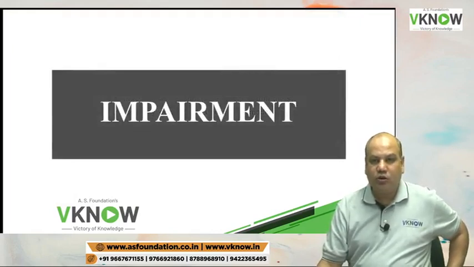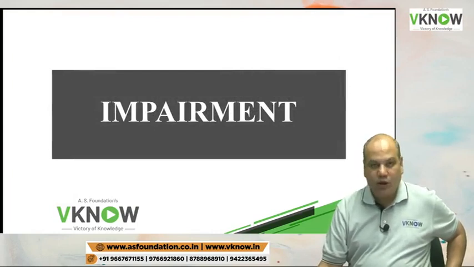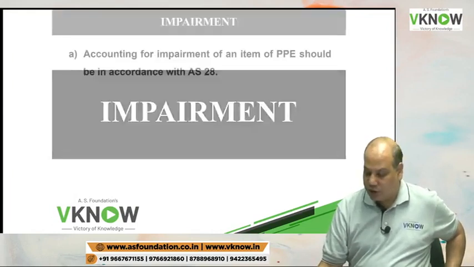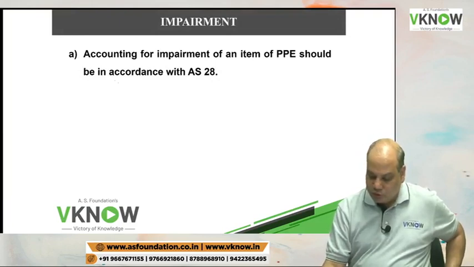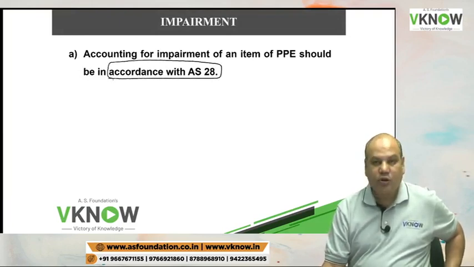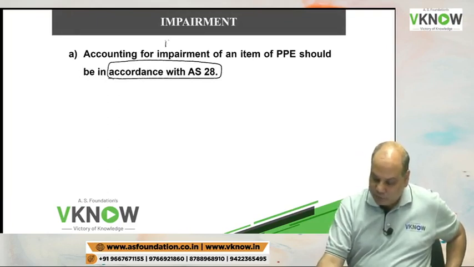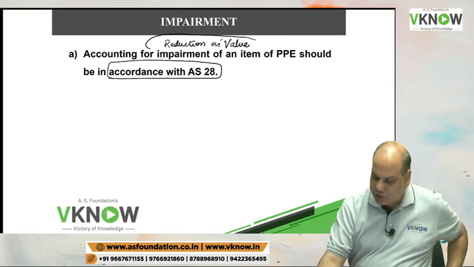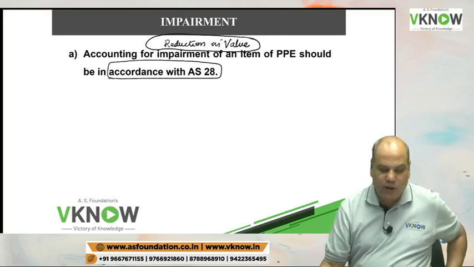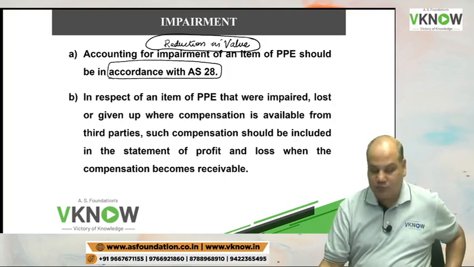So on revaluation model, we don't have much question. Next point is impairment of an asset. Good news: impairment of an asset is covered by AS-28. Impairment means reduction in value. However, this is altogether a different chapter, not applicable for your syllabus right now.